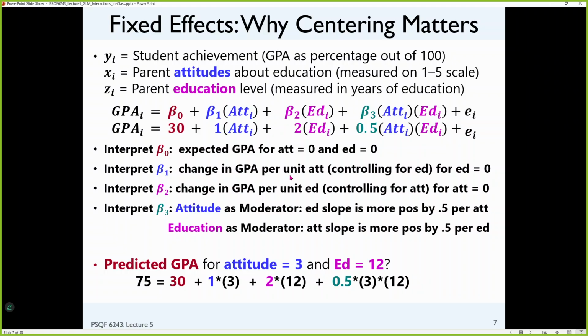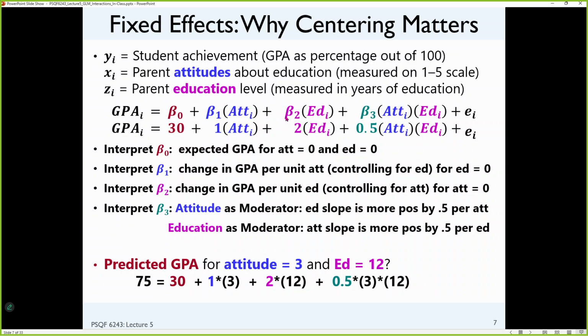The same thing, though, happens with respect to the main effect slopes. So beta 1 and beta 2 here. Beta 1 is the slope for how a 1-unit change in attitudes corresponds to a beta 1 sized slope or change in GPA. But that is specific to when the interaction term would drop out, which is when education is 0. So this is a slope that is pertaining to data that we don't have either.